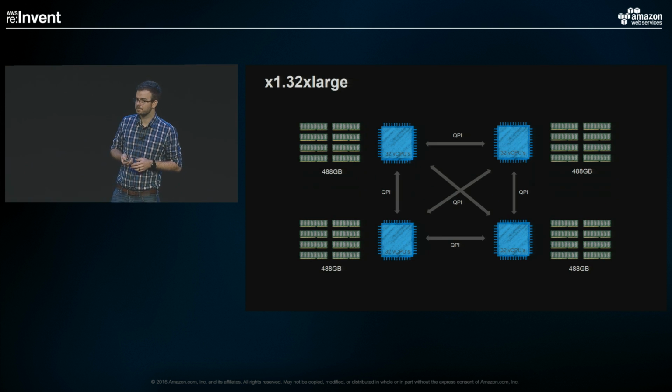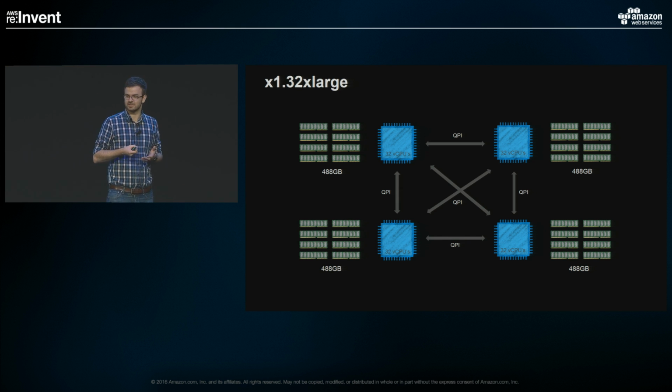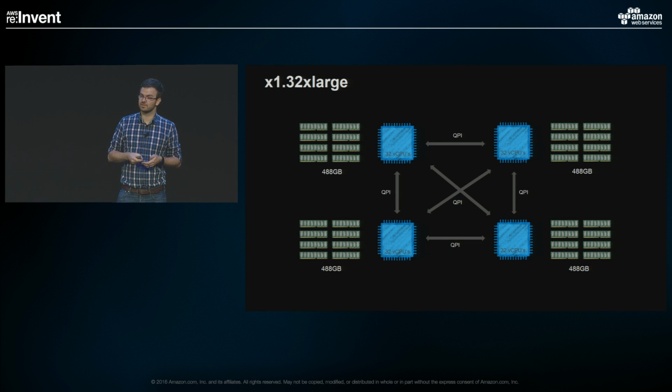Now, when you go to the X1 instance and you go to 4 sockets, things get a lot more complex, and NUMA is even more important. Compared to the R3 8xlarge instance, we now have far more memory per socket, 488 gigabytes of RAM on each socket. And you'll notice that instead of 2 QPI paths, because we have more sockets to spread them across, we now only have 1 QPI connecting each socket. So memory transfers from one NUMA zone to another are going to take longer on the X1 than they are on the R3.